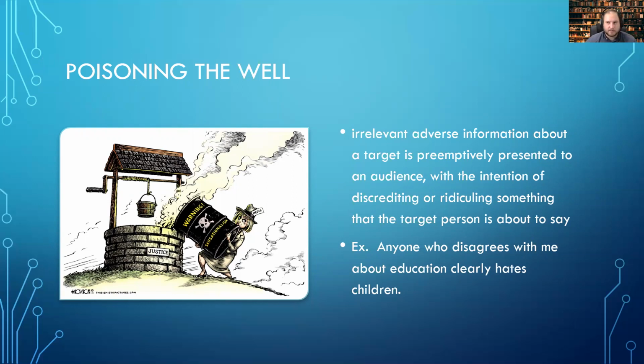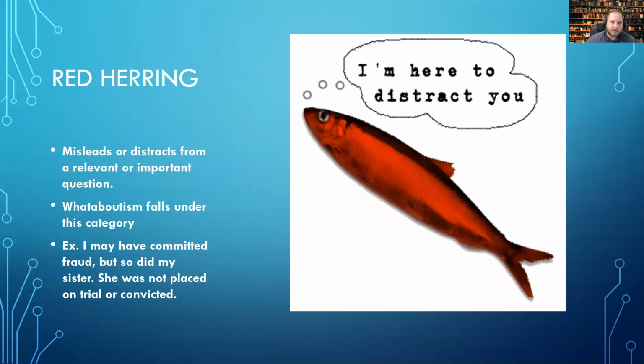This has nothing to do with whether or not this particular type of testing works, but you're poisoning the well. You're saying this so when people see the actual argument, they're like, well, no, we've got to back that up because you clearly hate children. So we need to think about these sorts of things. Red herring is another example of this, right? Where we're misleading or distracting from the relevant or important question. This is where we use what's called a whataboutism. Sure, I might have committed fraud, but so did my sister, and she was not placed on trial or convicted.